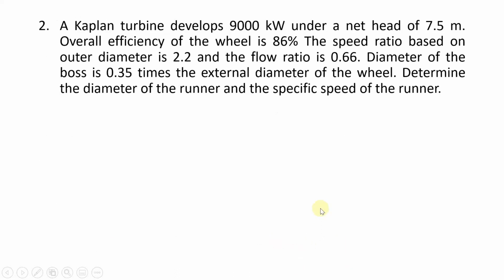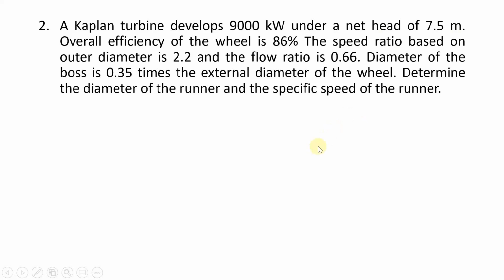Now let us move to the second problem. A Kaplan turbine develops 9,000 kilowatt under a net head of 7.5 meter. Overall efficiency of the wheel is 86%. The speed ratio based on outer diameter is 2.2 and the flow ratio is 0.66. Diameter of the boss is 0.35 times the external diameter of the wheel. Determine the diameter of the runner and the specific speed of the runner. So in this case, we have to find out d naught and ns.